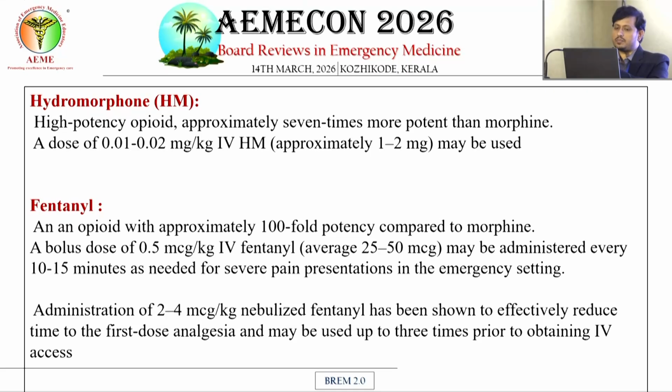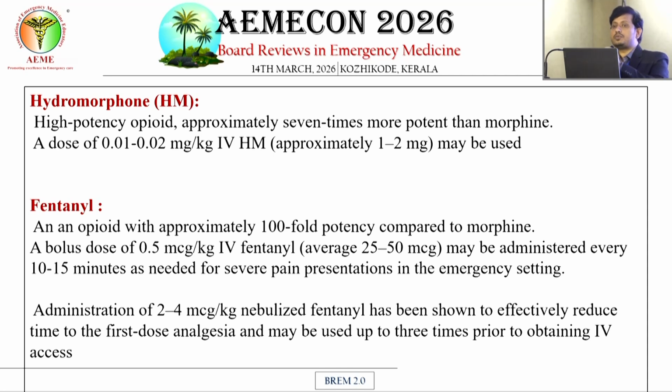If you are speaking about hydromorphone, which has more potency than morphine, if you have accessibility to hydromorphone, you can use it also. The dose is 0.01 to 0.02 mg per kg. And fentanyl, which is very easily available in our EDs nowadays, has 100 fold potency compared to morphine. The dose, as we know, is 0.5 microgram per kg.